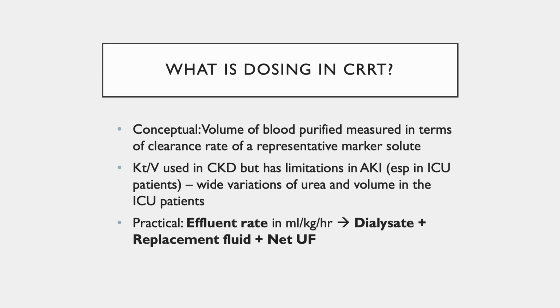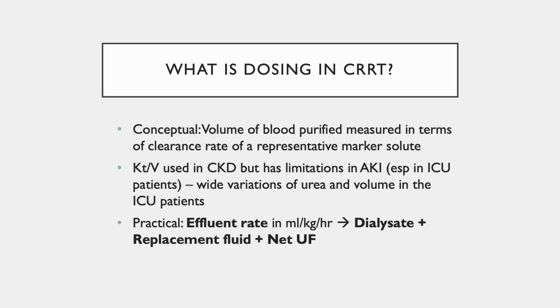So next we'll discuss dosing of renal replacement therapy with a focus on continuous renal replacement therapy. So conceptually, dosing of renal replacement therapy is described as volume of blood purified, measured in terms of a clearance rate of a representative marker solute. Typically, this concept of Kt/V is used in patients with CKD, but in critically ill patients, this approach is not feasible because of wide variations of urea and volume in ICU patients.